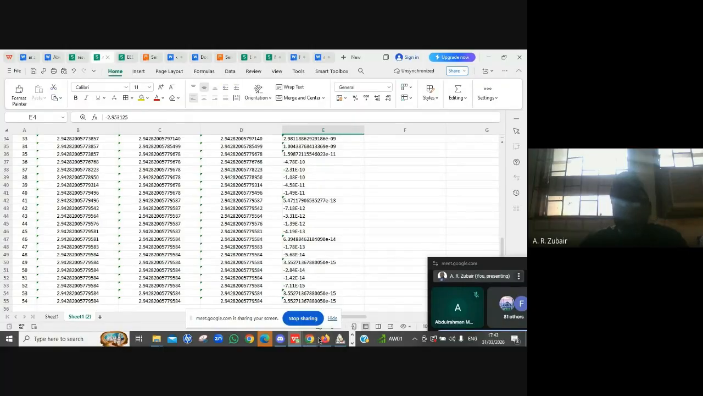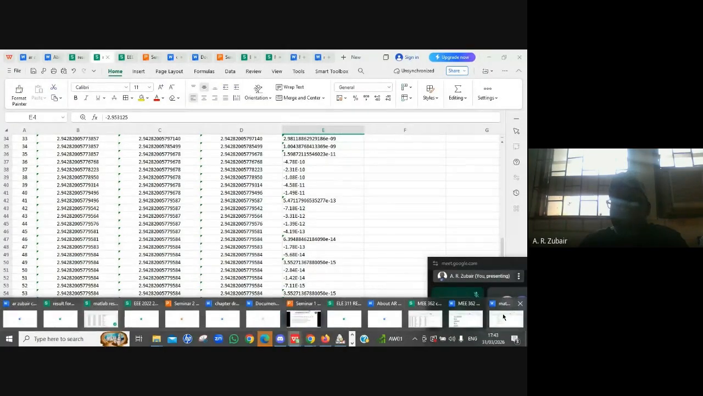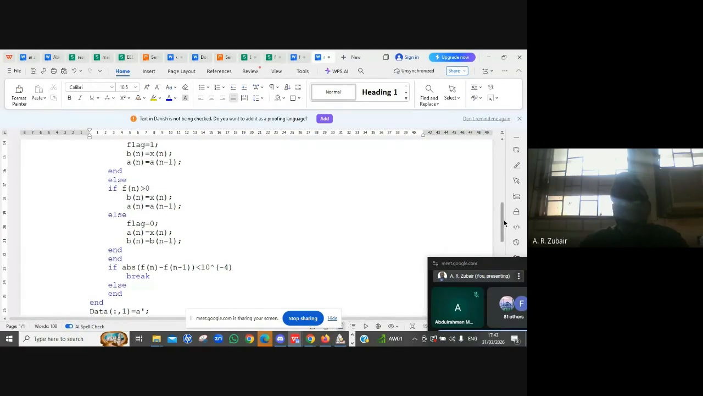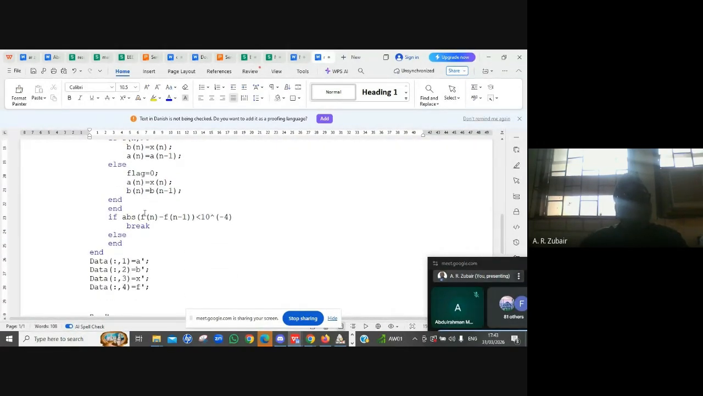What made the difference? Why the difference? The two of them are not manual. What we did is, look at this program. There is something I wrote here. Can you see it? I wrote: if absolute fn minus fn-1 is less than 10 raised to power minus 4, break. Stop the analysis. We watch the function we get now and the function we get previously. If the difference is less than 10 raised to power minus 4, stop.